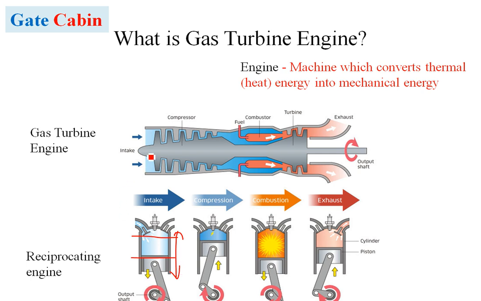But in a gas turbine engine, instead of reciprocating components, we have rotating components. Turbo machines are there: the compressor will rotate, and the turbine is also going to rotate. Another difference is that we have 4 different strokes to perform different functions, so a number of components are required in a reciprocating engine. Compared to that, in the gas turbine engine everything is mounted in a single assembly.